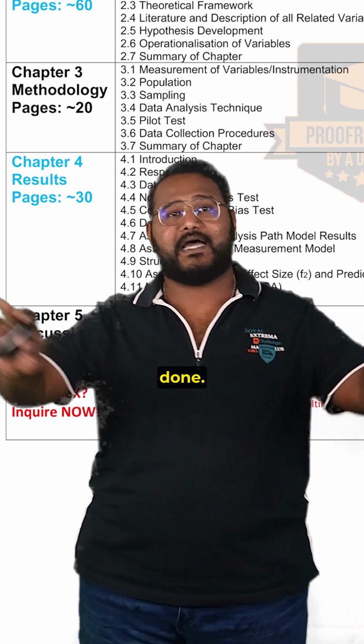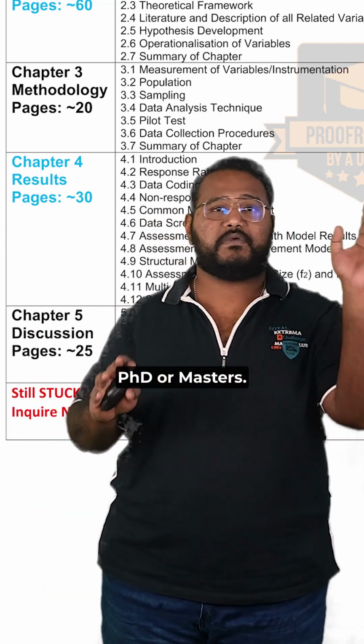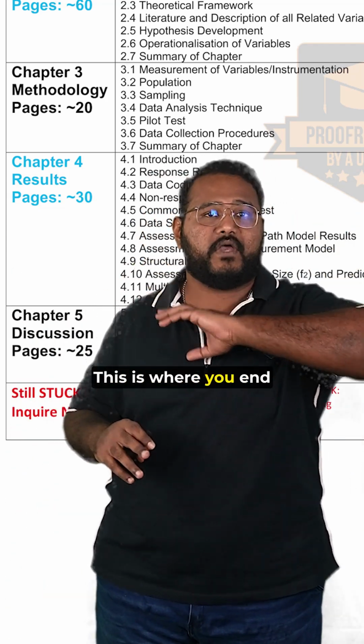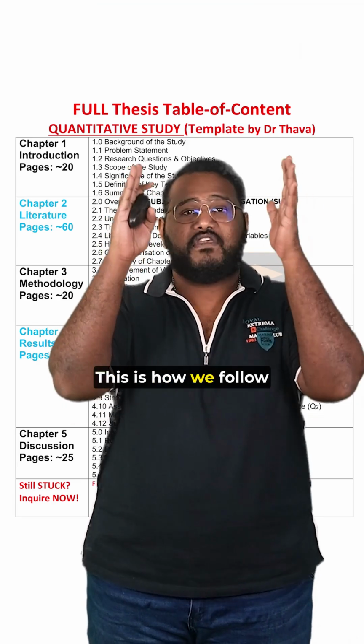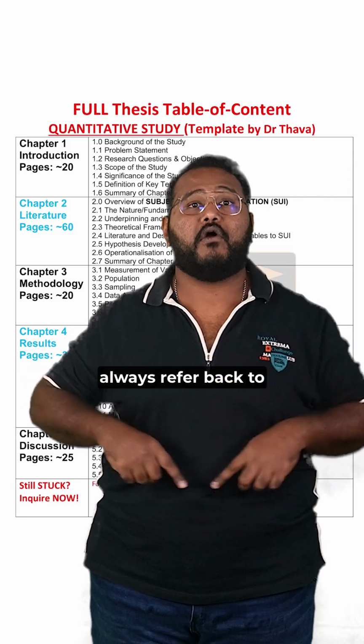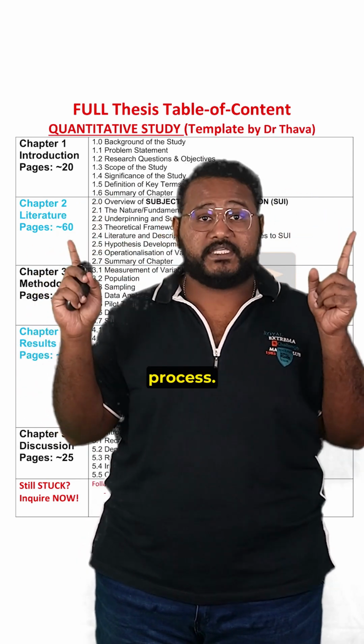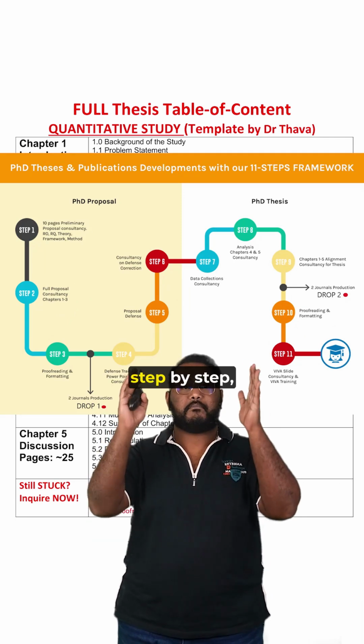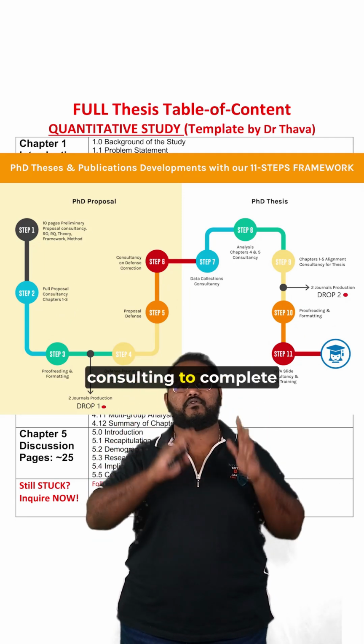Summary of chapter. Done. Your proposal should be done already, PhD or Masters. This is where you end your proposal. This is how we follow chapter 1 to 3 when we finish our step 2 coaching. Always refer back to our 12 steps process. That is how we go step by step coaching and consulting to complete your journey.